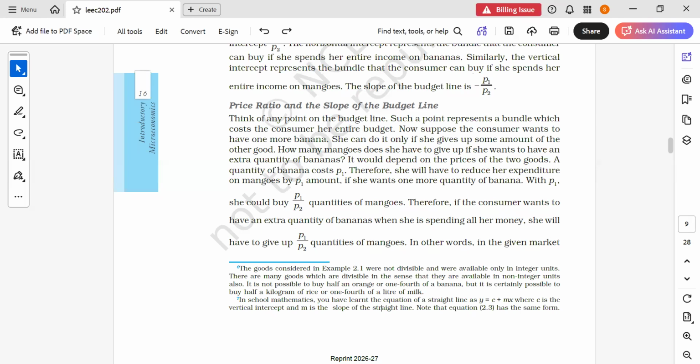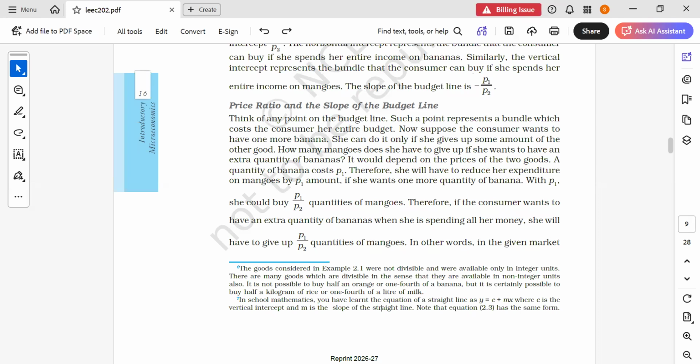So now, I'll change the color to draw a new budget line. The horizontal intercept will change from 10 to 5, because now if the consumer spends all his income on good 1, he or she would be able to consume only 5 units of good 1.